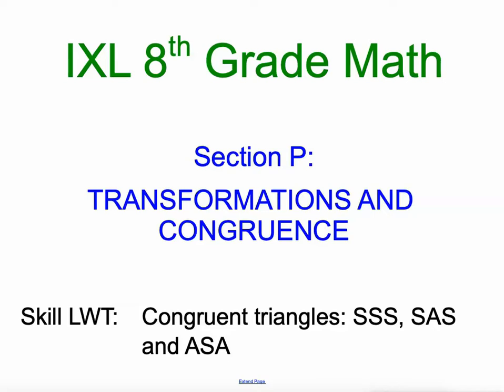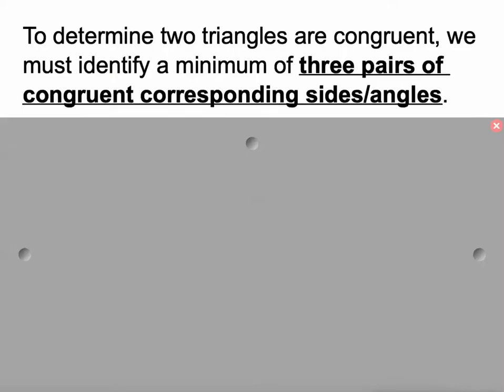P.16 is congruent triangles. Being able to identify congruent triangles is important because once we identify two triangles are congruent, we can use proportions to find missing sides. And that'll help us solve real-world problems. So, first of all, to determine two triangles are congruent, we must identify a minimum of 3 pairs of congruent corresponding sides and angles between the two triangles.